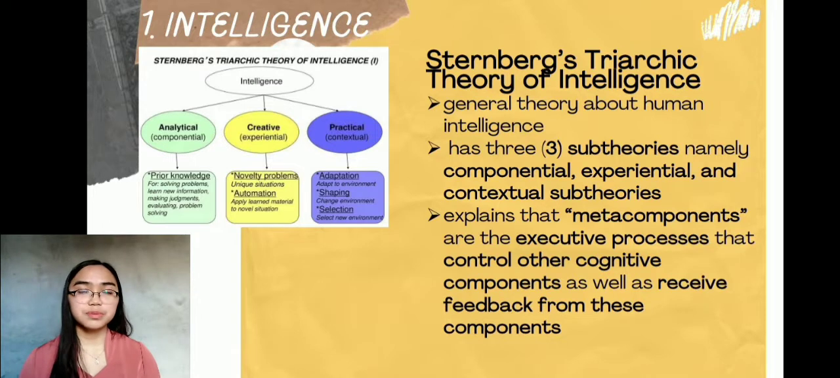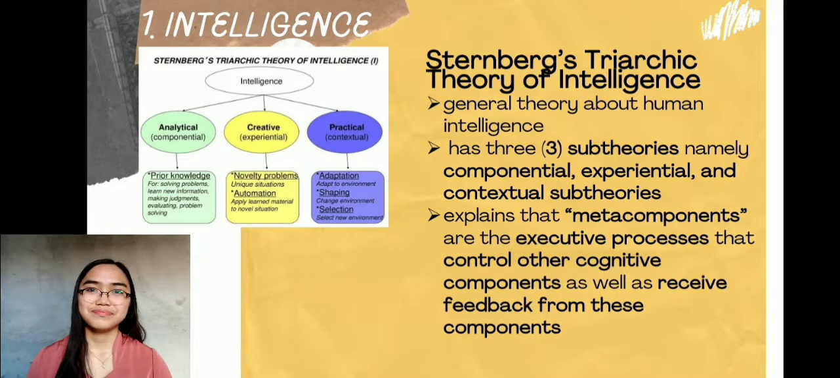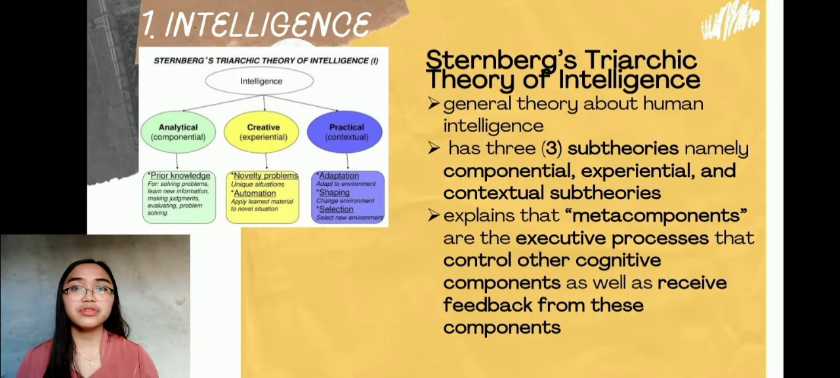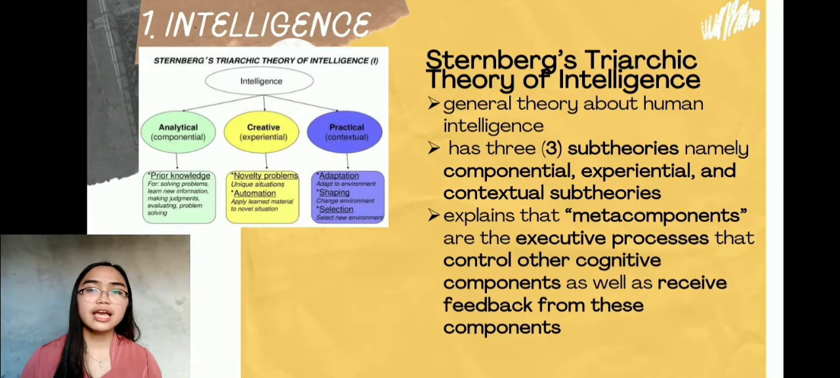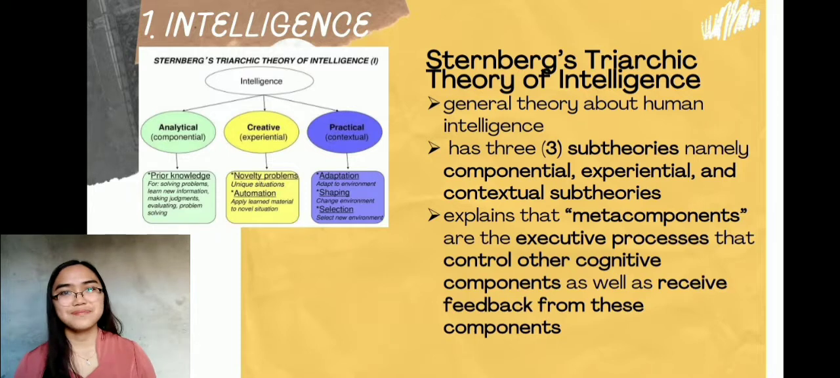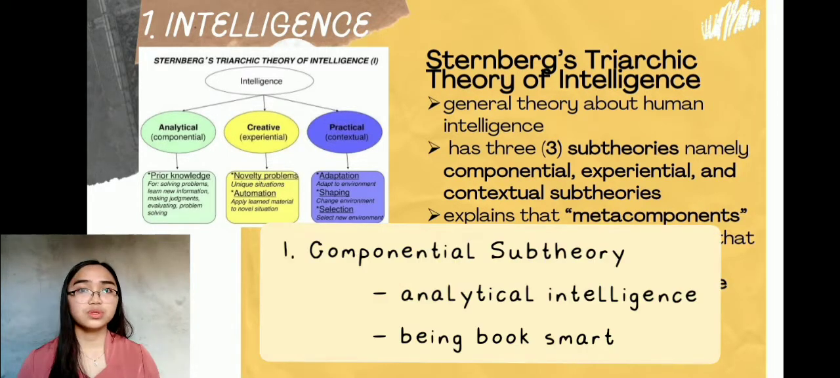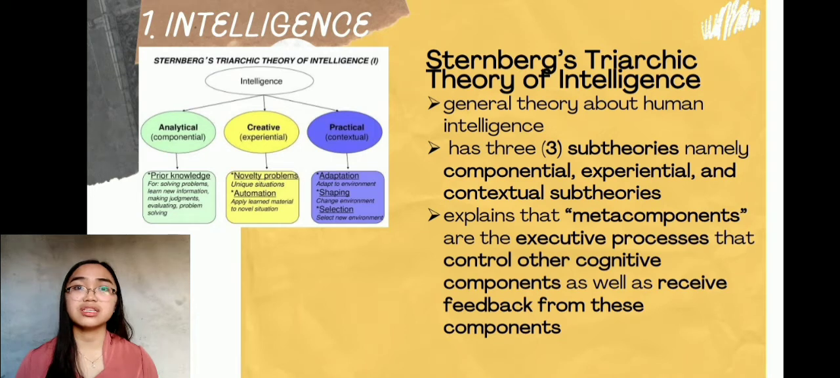There's a theory called Sternberg's hierarchic theory of intelligence made by Robert Sternberg, an American psychologist and psychometrician. This theory is about the general theory about human intelligence. It has 3 sub-theories, namely componential, experiential, and contextual sub-theories. Let's dig into sub-theories first. The componential sub-theory, which is also known as analytical intelligence, can also be referred to as being book smart. It's about having analytical skills such as abstract thinking and evaluation skills, and also problem-solving skills.